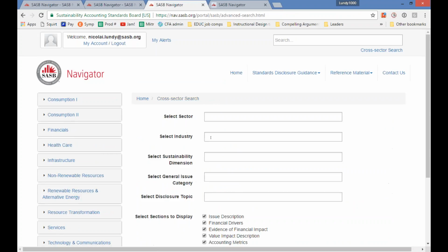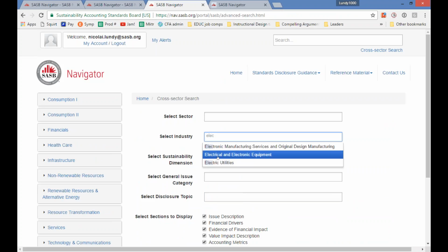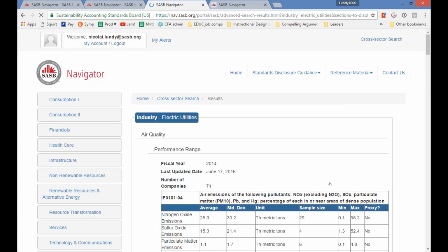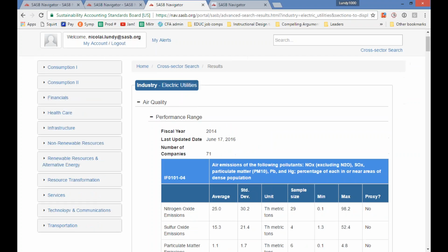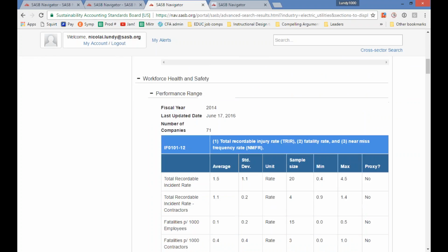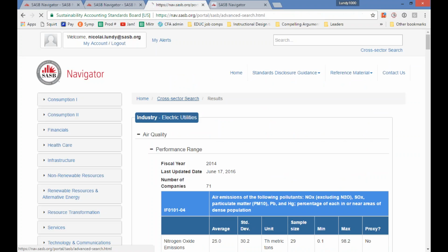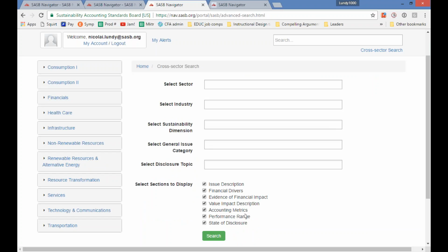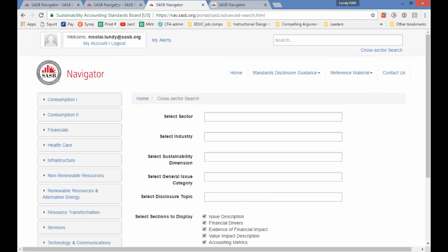Or let's say you want to just compare the electric utilities industry, and you want to see how performance on the different SASB topics varies in just that industry. So you can see air quality performance, you can see workforce health and safety, all the way down for all the topics. So the cross-sector search allows you to slice and dice and narrow down the information so that it just focuses on the industries or the sustainability topics or the financial drivers or the performance range or whatever element of the data is most important to you.